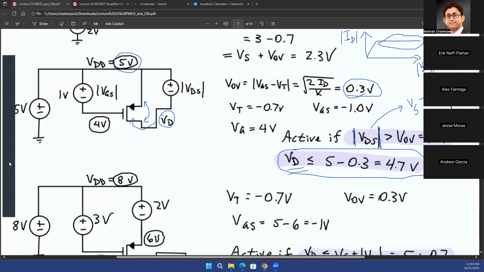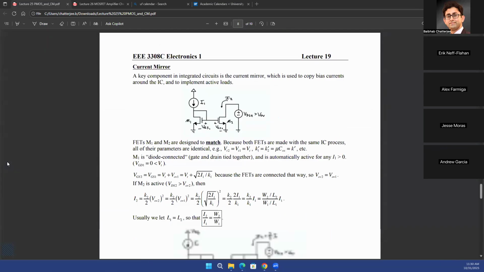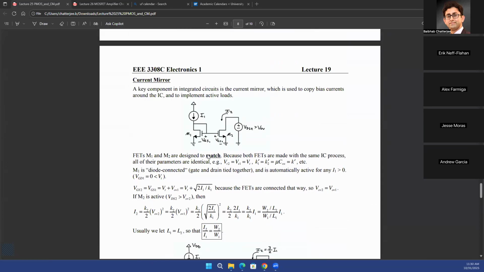We are also going to discuss current meters, but I don't think we have enough time today. So we'll start discussing current meters first thing in Monday's lecture.